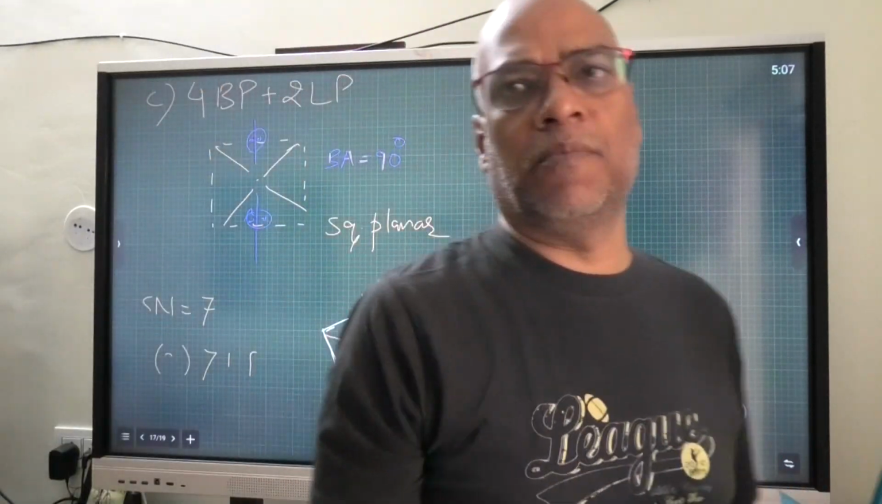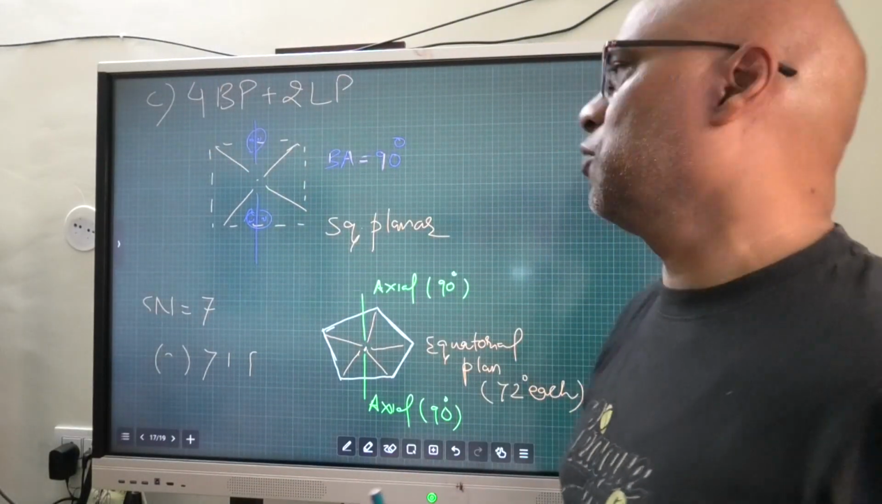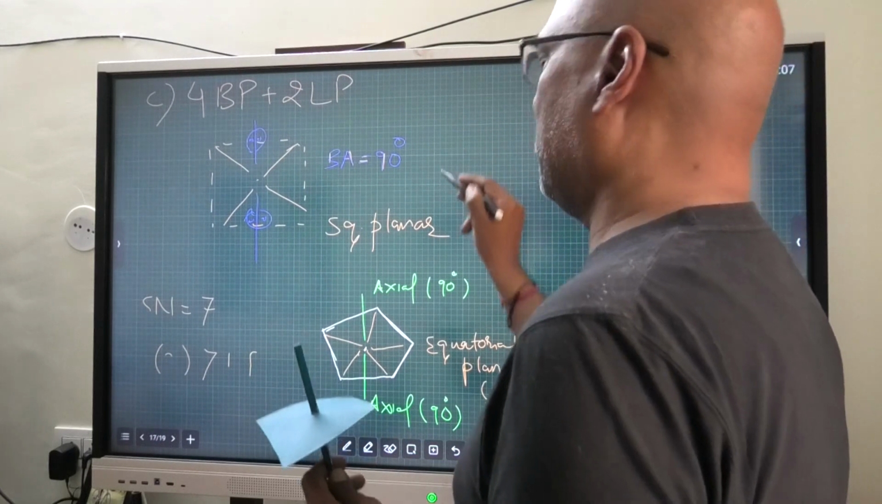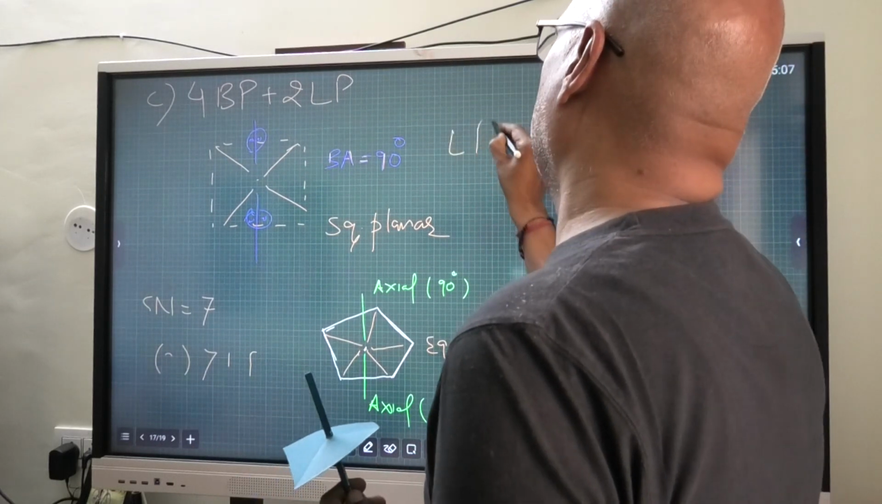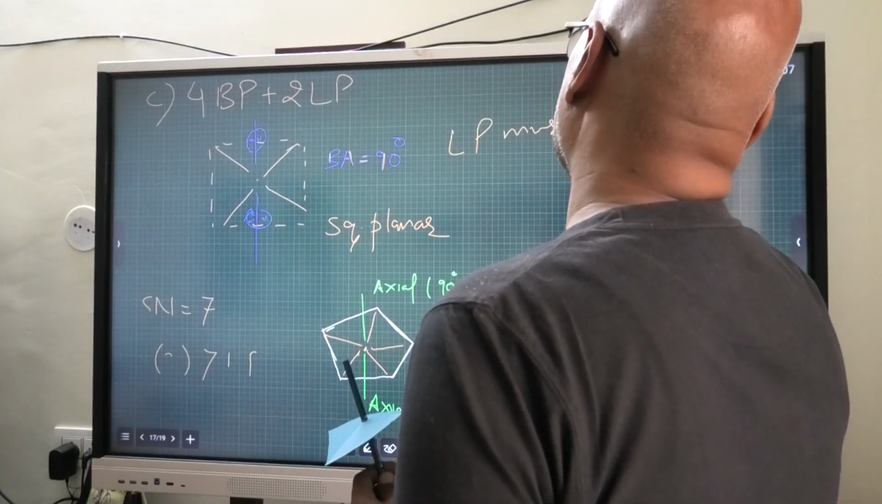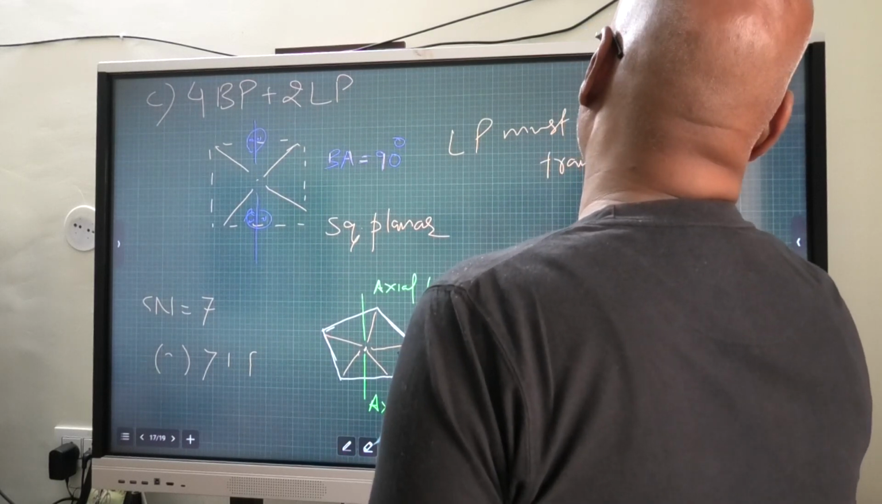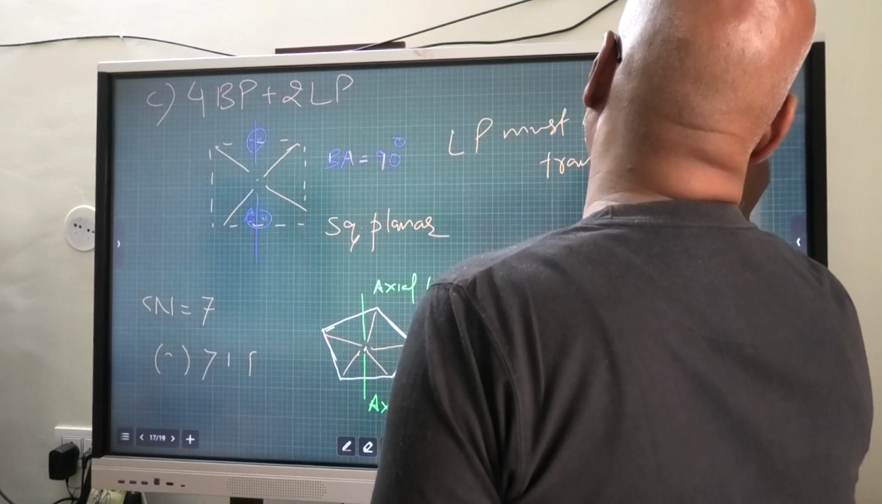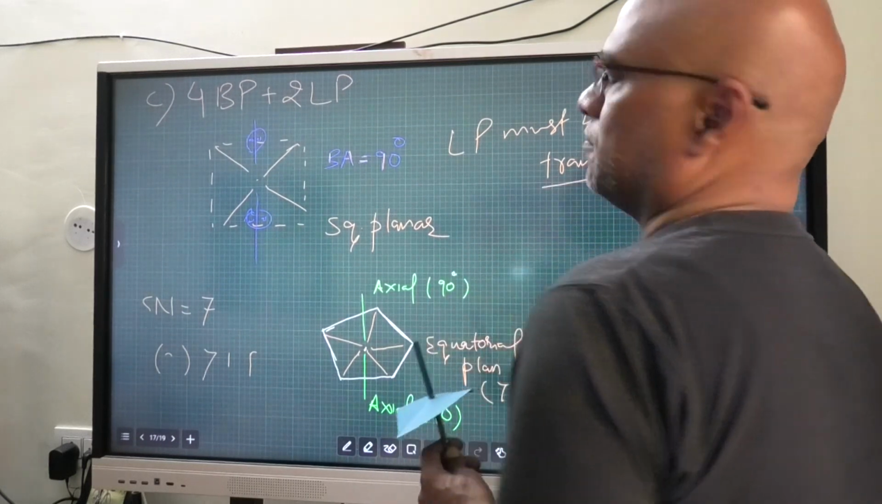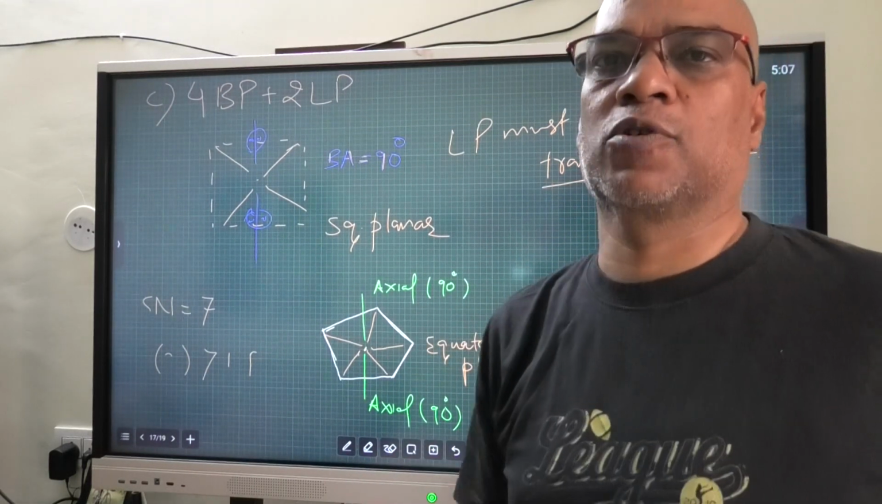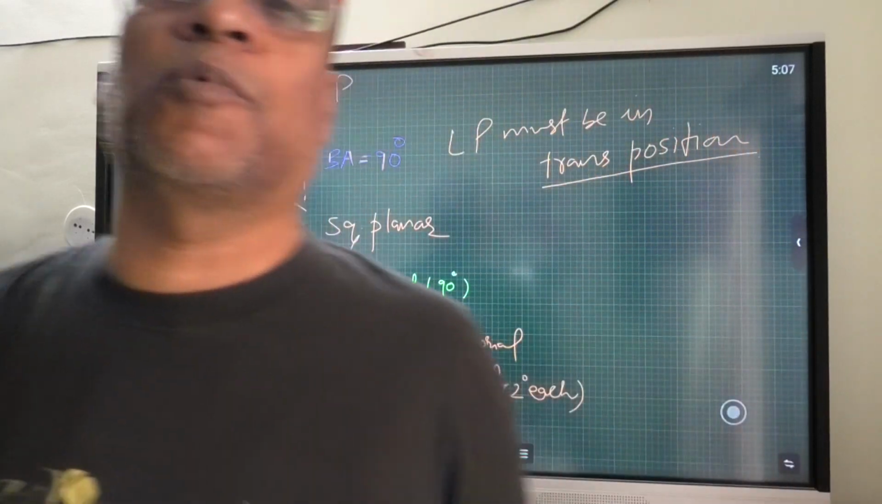Here the point to remember is what? The point to remember is the lone pairs must be in trans position. Trans means opposite to each other. What is the meaning of opposite to each other?